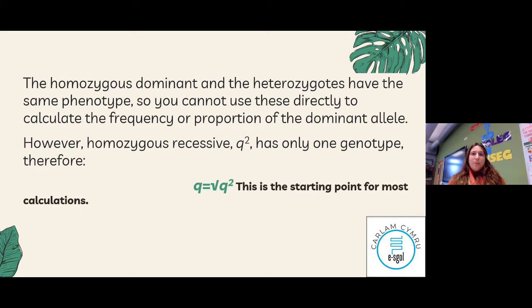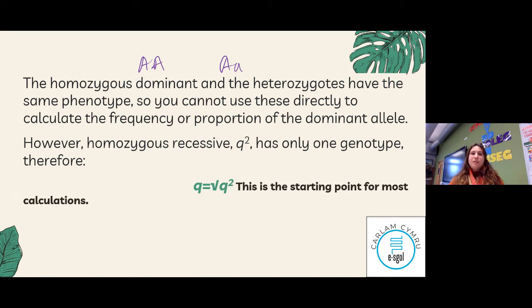So the homozygous dominant and the heterozygotes have the same phenotypes. You can't use them directly to calculate the frequency or proportion of the dominant allele. However, the homozygous recessive only has one genotype. So what this is saying is that this and this have the same phenotype.